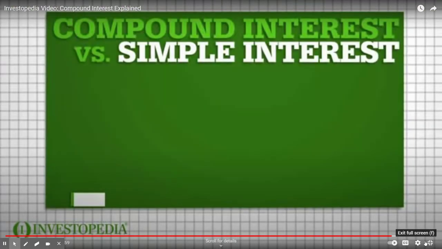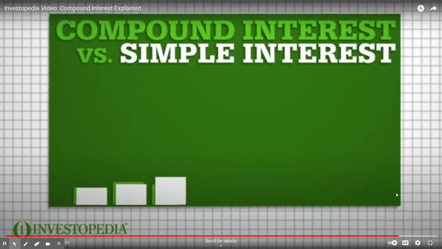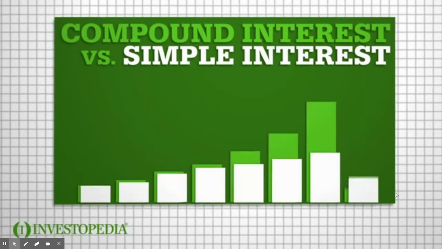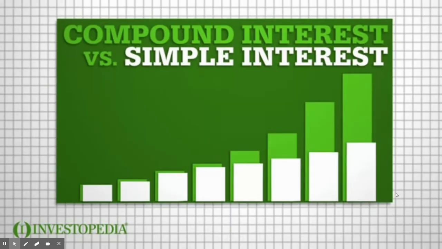$76.25. The effect of compounding becomes especially powerful over longer time periods as the amount of earned interest becomes larger and larger.